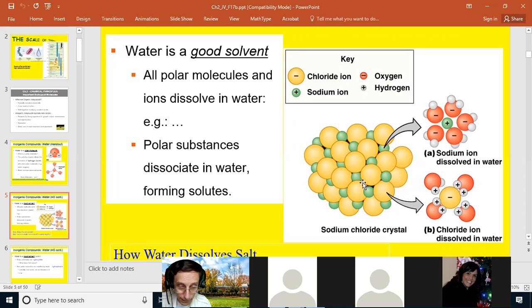And if you've ever put a little bit of salt in water, the water will dissolve all of the salt until you get the water to 30% sodium chloride. After that, the salt will no longer dissolve in the water. Okay? So polar substances and ions dissociate in water, and we call that a solute, where the sodium ion is in the water solution. And water is called the solvent, and we'll talk more about that later.